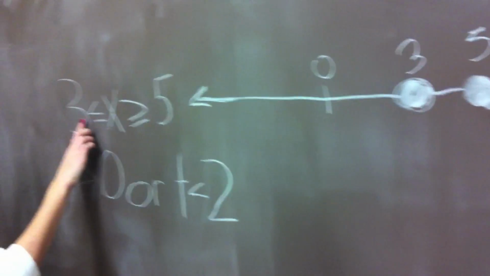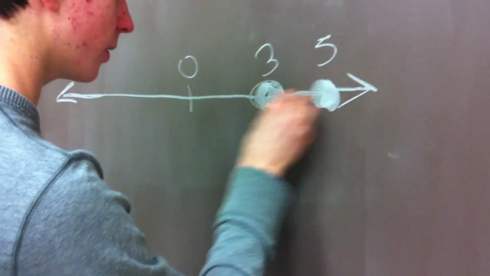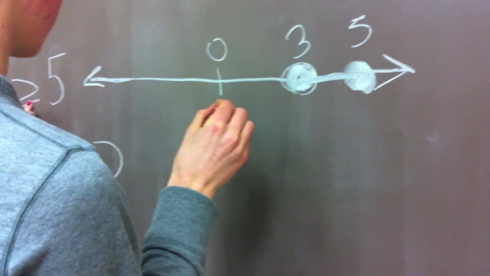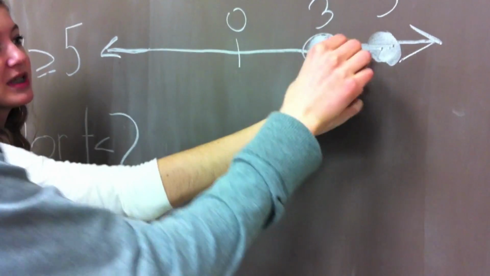Okay. So x is greater than 3. Okay, so it's going this way, right? And less than or equal to 5. Oh. So it's in the middle.